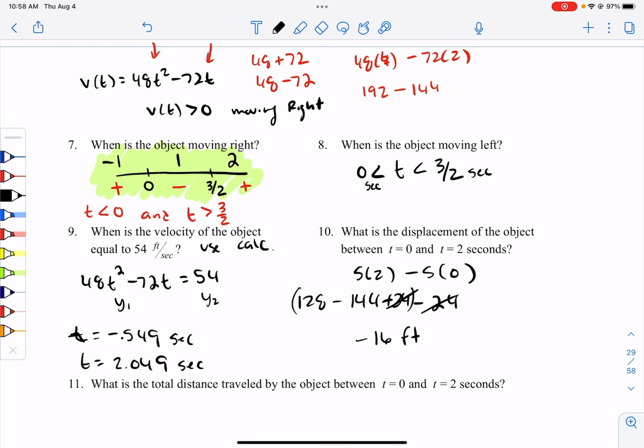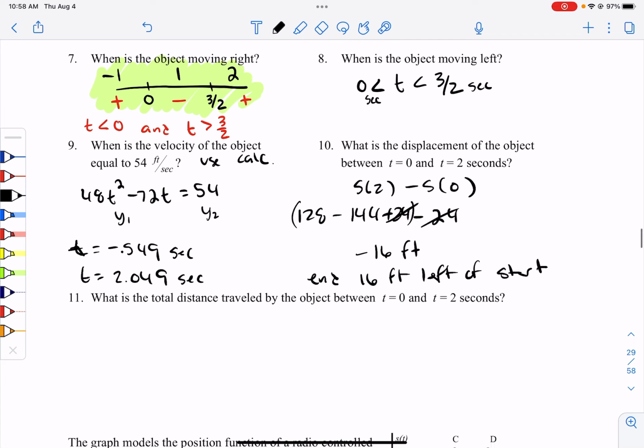Because we're talking about displacement. So negative 16 feet. And again, what does that mean? That means I end 16 feet to the left of where I started. That's what displacement means. I ended 16 feet to the left of where I started.